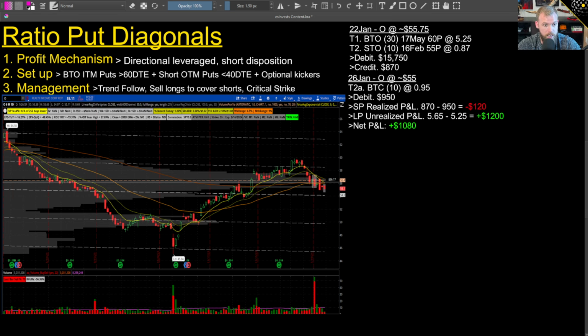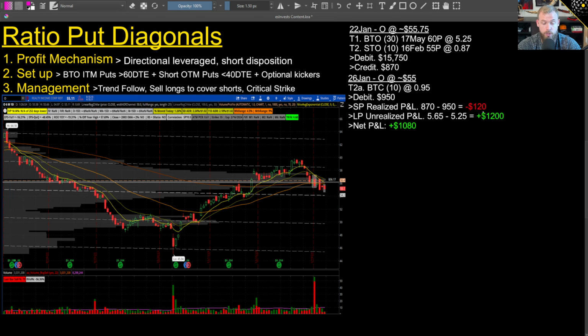So at this point, the realized P&L for the position is negative 120 bucks. And then the long put unrealized P&L is 1,200 bucks. This is important. So at this point, I'm eating $1,200 and I'm very carefully monitoring it.